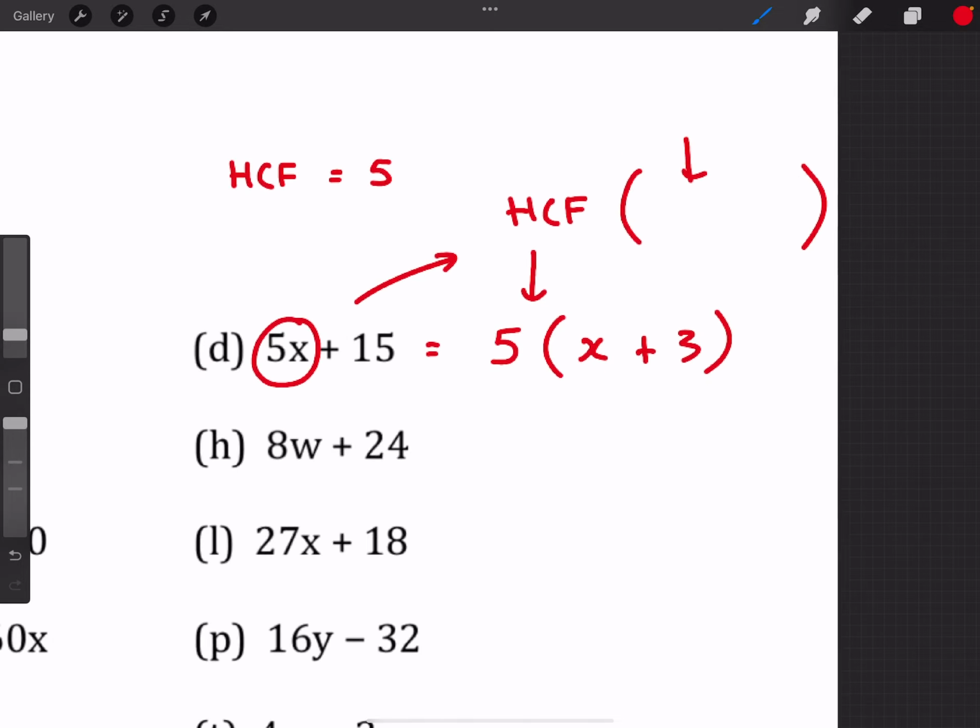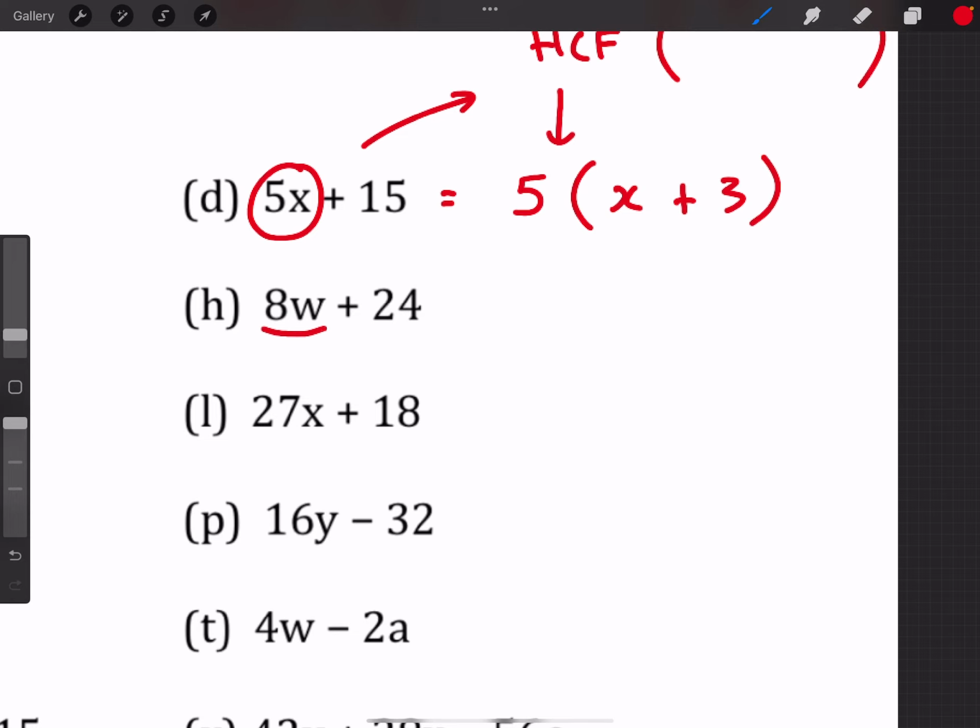Now let's look at the next one. The highest common factor. This one only has a w. This one has no w or anything here. So we can't factorize the letters, but we can factorize the numbers. So here you got 8 and 24. Now the highest common factor for 8 and 24 is just 8. So we take the 8 out and we're going to divide these by 8. So what's 8w divided by 8? That's just w. Plus 24 divided by 8 is just 3. And there's your answer there.